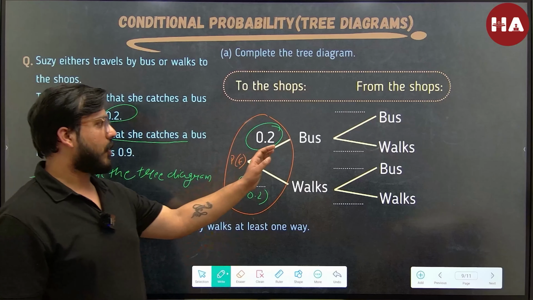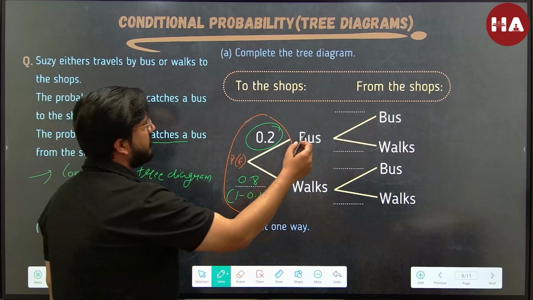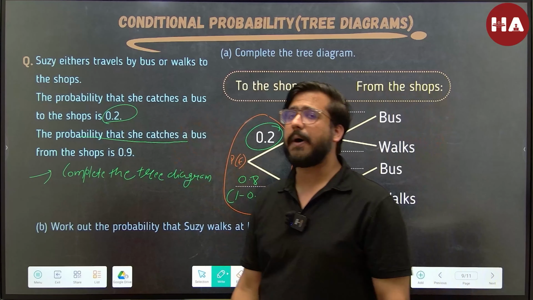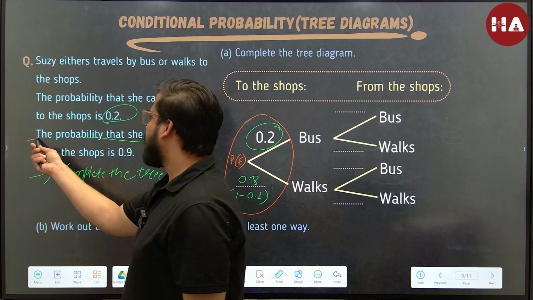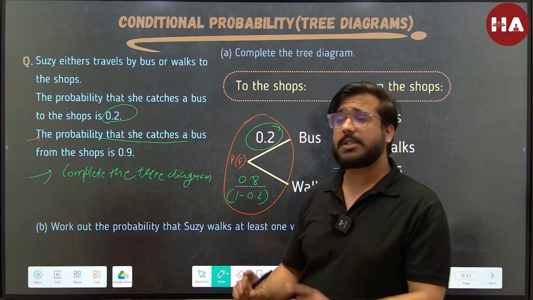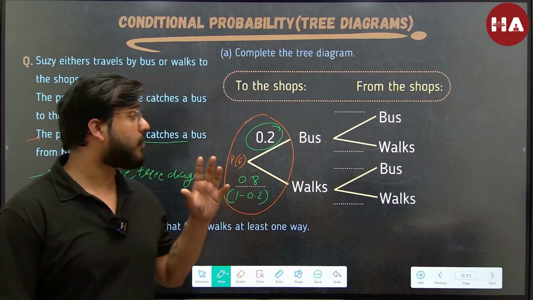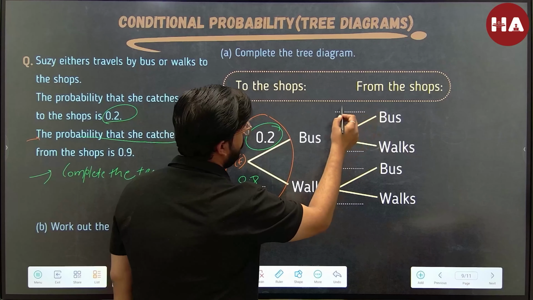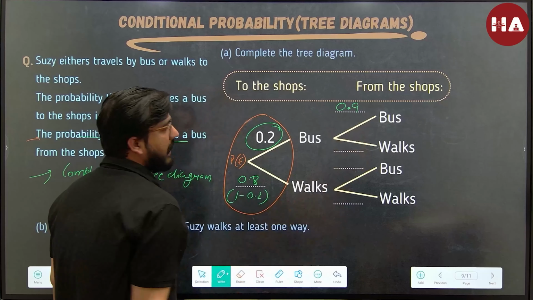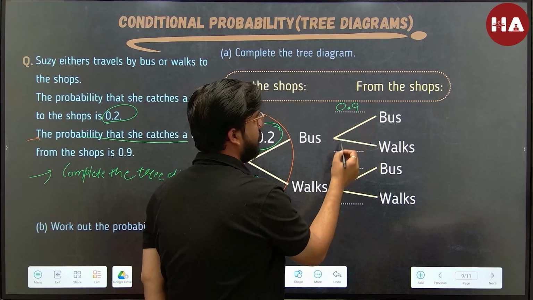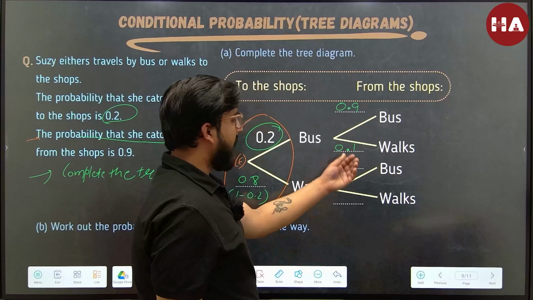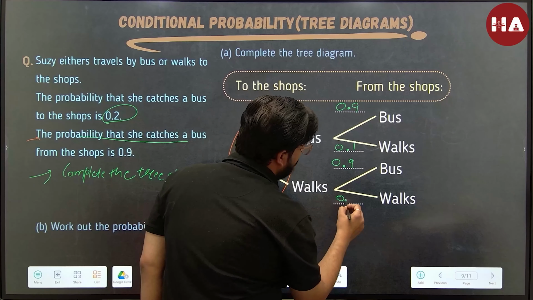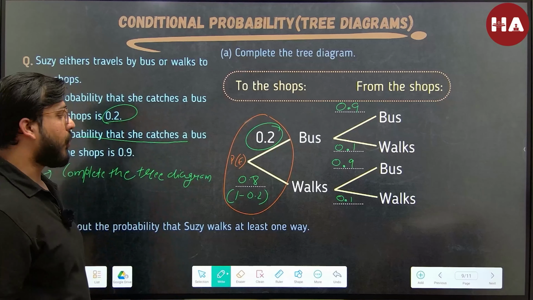Now similarly, if I talk about this, how to find this value? You can see that the question is itself answering that part. So you can read this line: the probability that she catches a bus from the shops is given as 0.9. So this is an independent event. Similarly, this part will be 1 minus 0.9, this is 0.1, and these events are independent, so the probability will remain intact as above. So this can be written as 0.9 and 0.1.